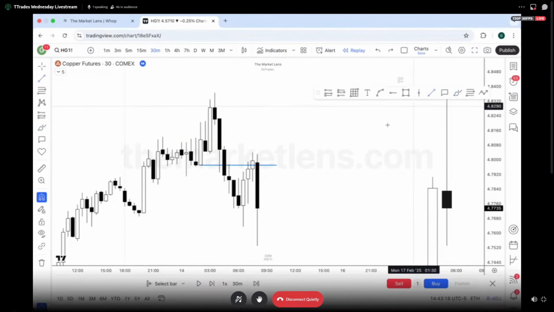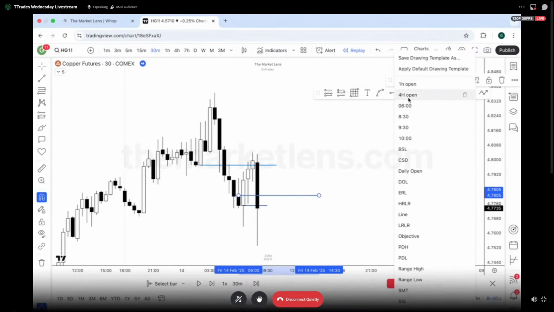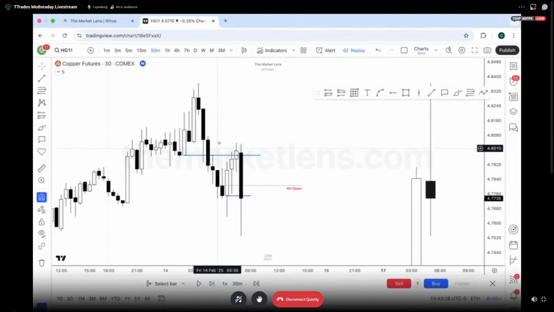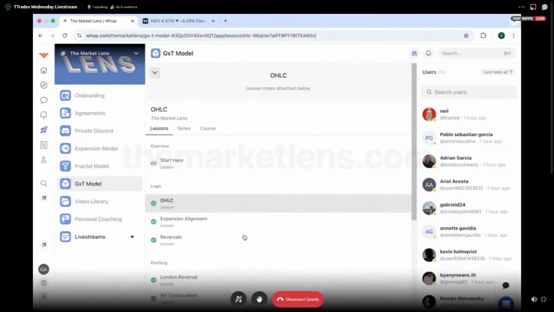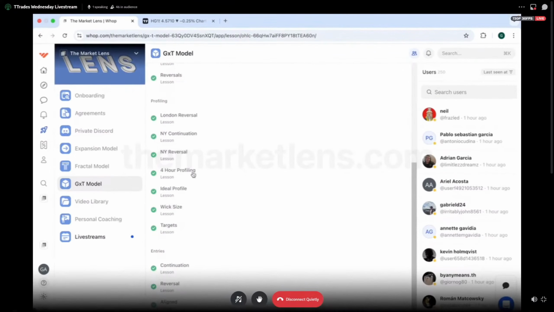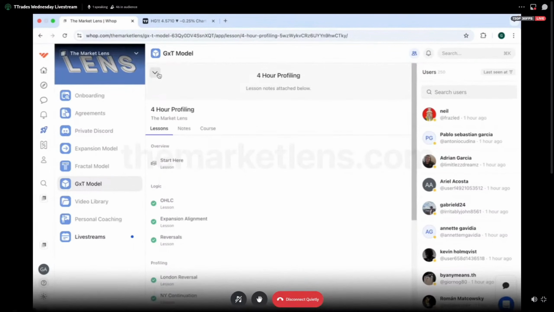CSD. So what is this? The ideal swing formation. So where's the 6 a.m. candle open? It's right here. The high of the 6 a.m. candle is formed from a fractal model. So this would be classified under reversal if I show you. It's just the 4-hour candle is reversing from a fractal model, right?